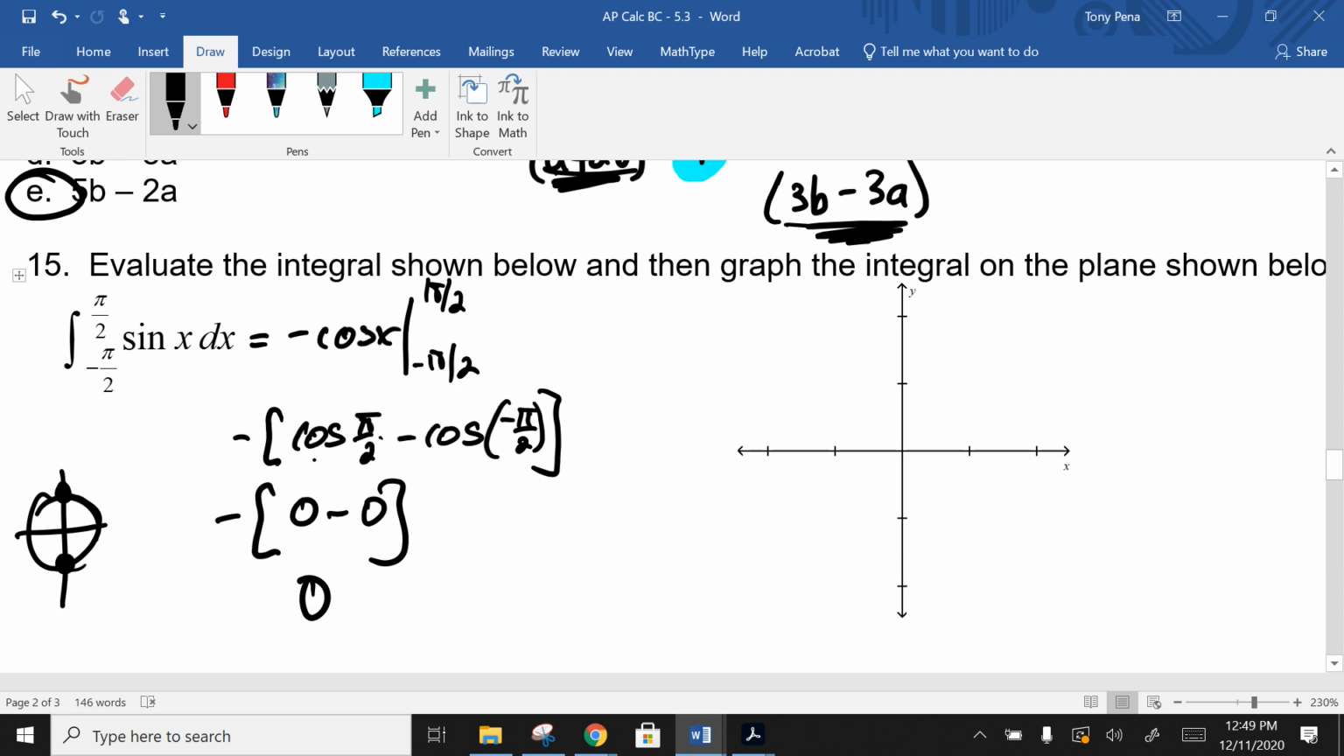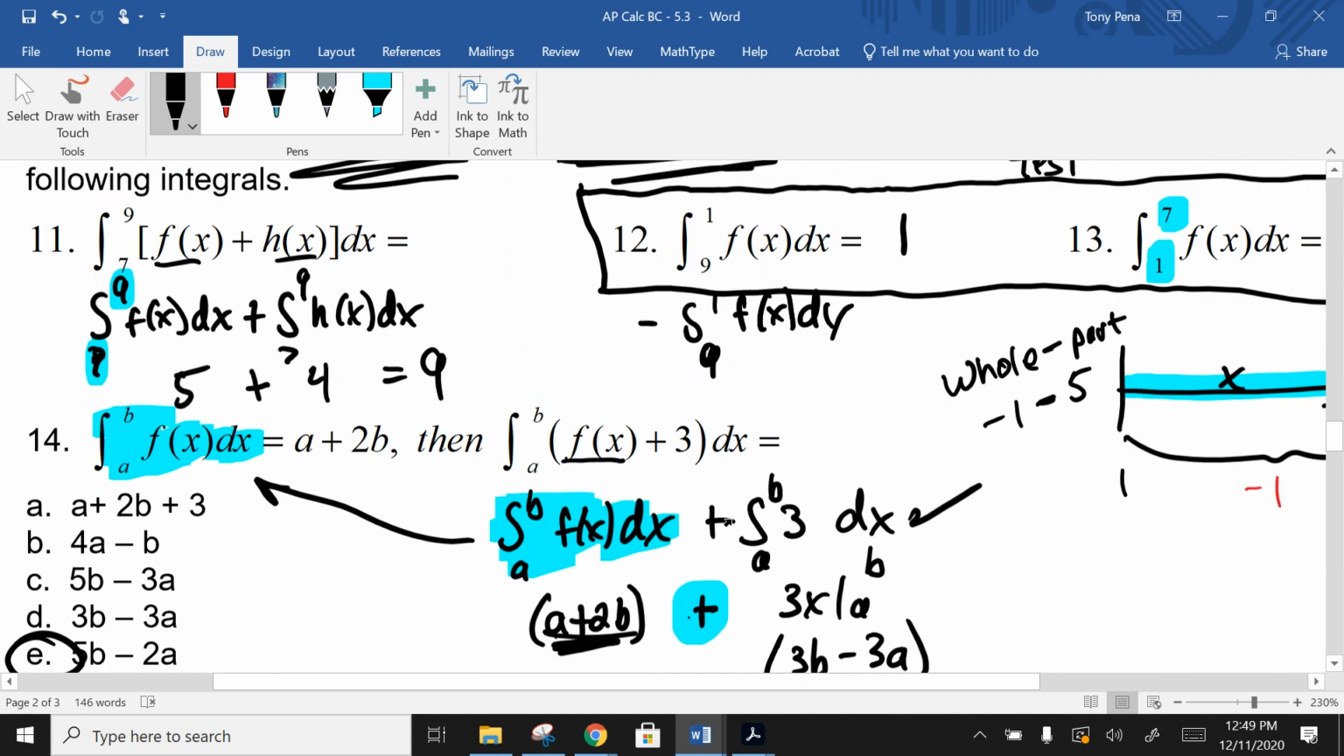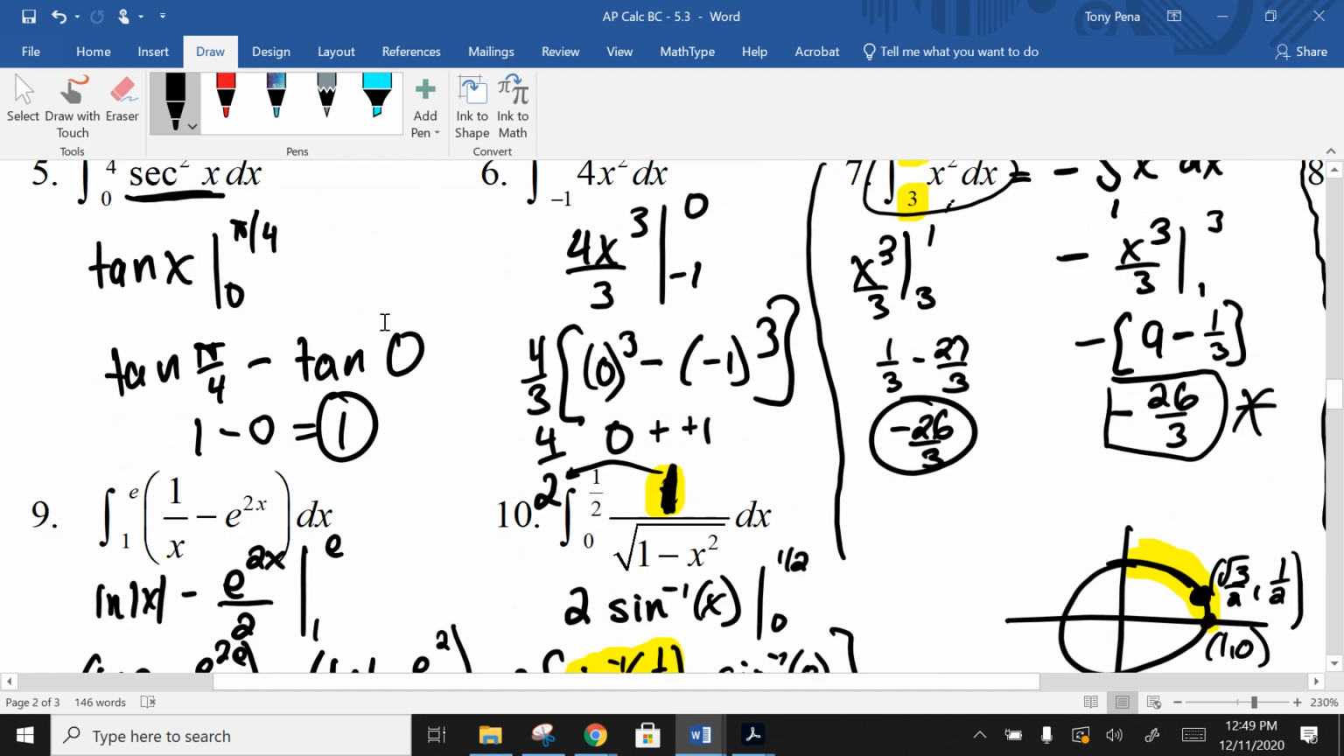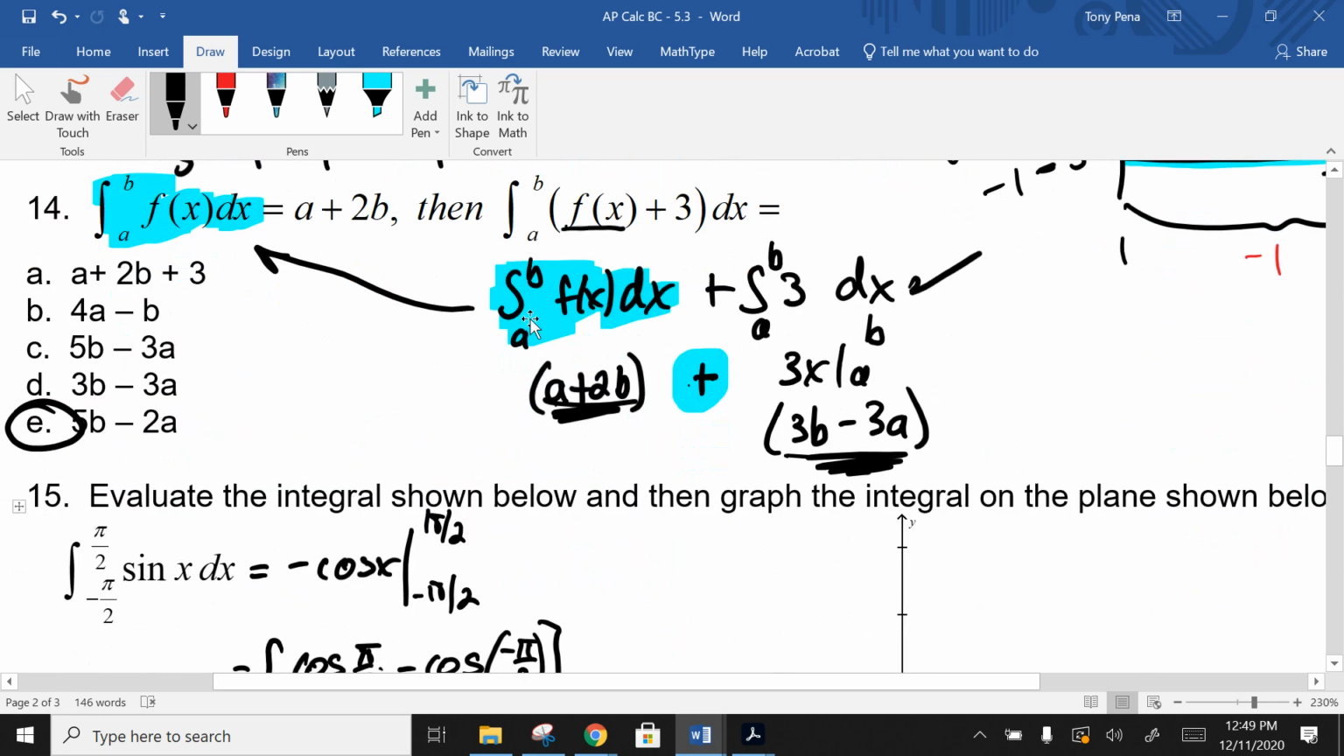The reason I do this is so we don't lose sight of what we are finding with every single one of these problems that we have done before. It's still the idea of area. It's still how much area is enclosed by the curve and the x-axis. So we can now show that with our graphs.